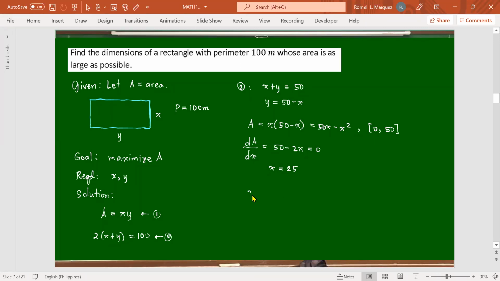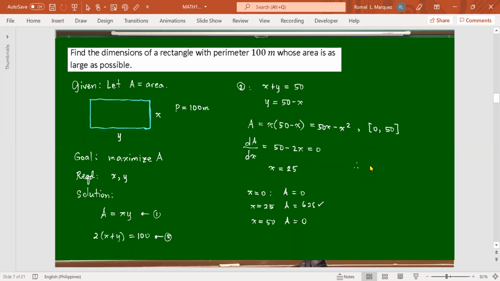So at 0, what is A? 0. At 25, what is A? Guys, what is A? 25 times 25, the area is 625. Obviously, when x is 50, of course, A is 0. Obviously, this is the maximum value for the area, given by x equals 25.